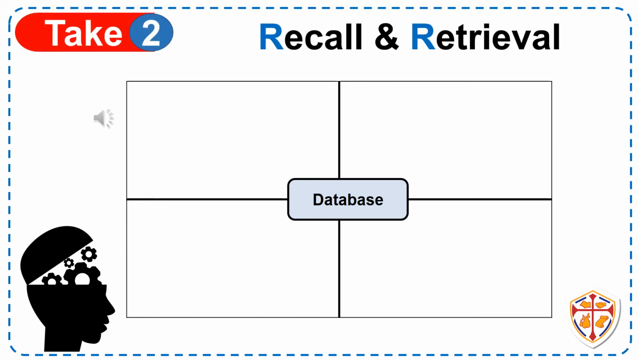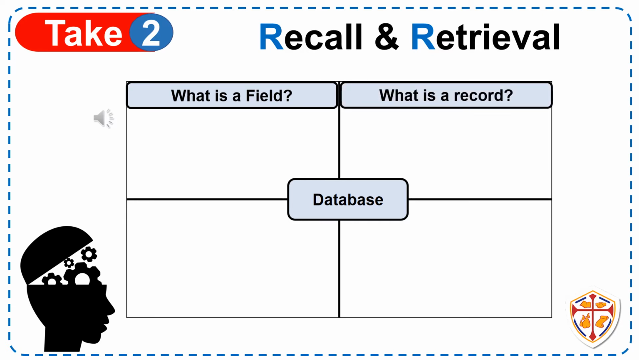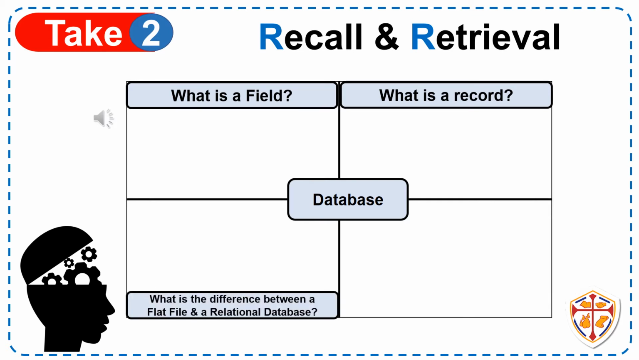Before we begin, let's recall and retrieve our knowledge about databases and their key features from the Big Idea. What is a field? What is a record? What is the difference between a flat file and a relational database? Identify advantages of a relational database. You may now wish to pause the video for 2 minutes while you take a look at the key questions and note down your answers.